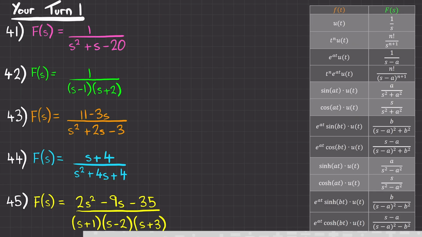Try these first 5 questions and see how you get on. Answers will appear in a moment before we move on to trickier content.